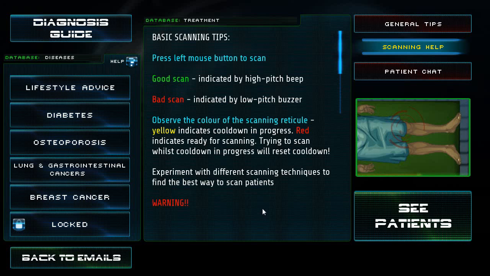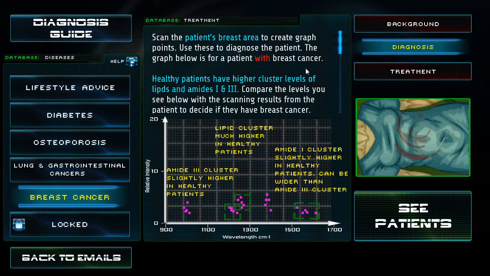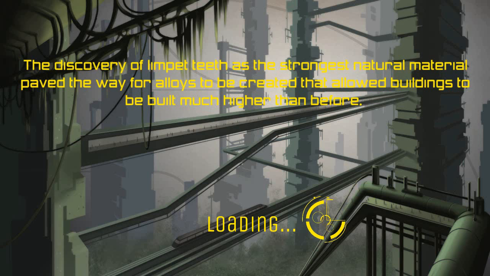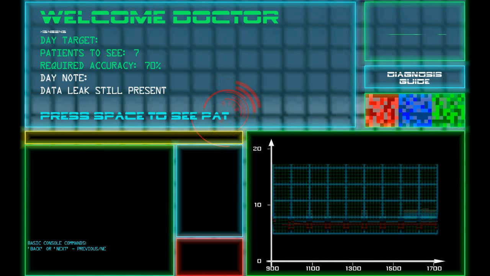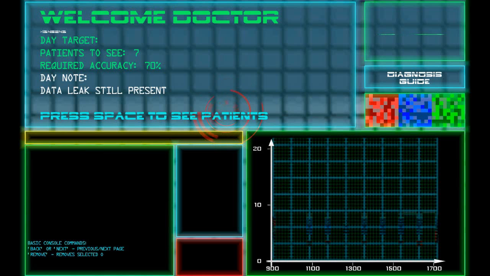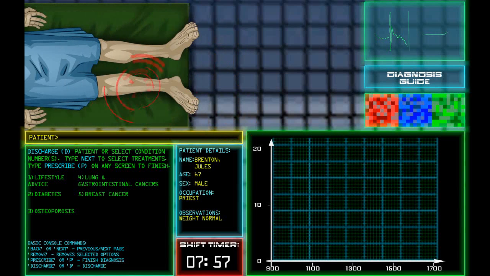Let's move on. Still with the breast cancer. Here we go. The discovery of... oh, we already did this one. And here we go. Data leak is still present. Okay. Does that mean we're gonna get hacked? What does that mean? I guess we'll find out. Here we go. Weight is normal.